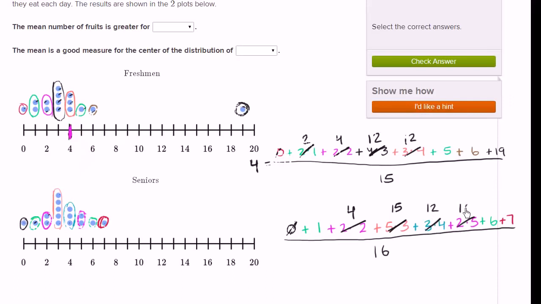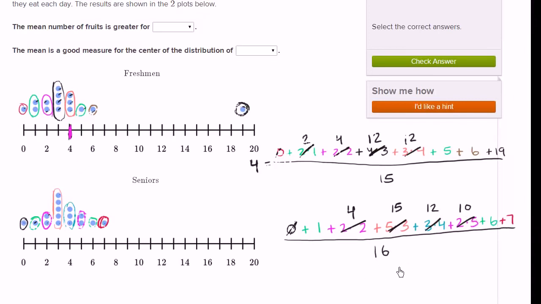And this is 10. So we have 1 plus 4 is 5, plus 15 is 20, plus 12 is 32, plus 10 is 42, 42 plus 6 is 48, plus 7, 48 plus 7 is 55. Did I do that right? Let me do that one more time. 1 plus 4 is 5, plus 15 is 20, 32, 42. 42 plus 13 is 55.